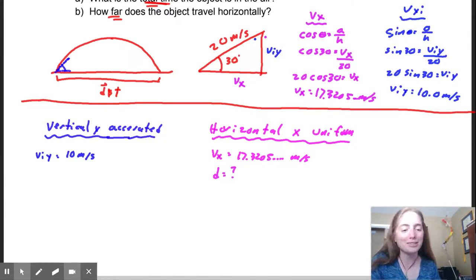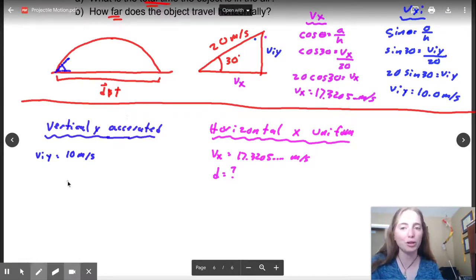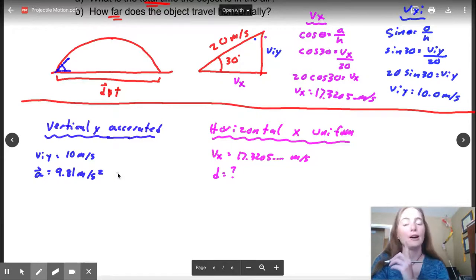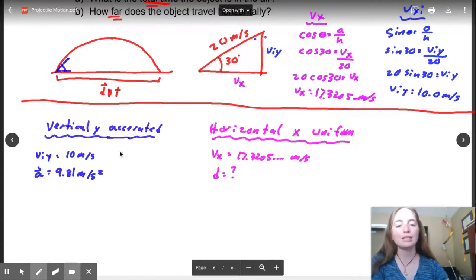Let's go back and look at this Y. Now, what is a value that we can absolutely put here that we know is going to be affecting this accelerated motion? Gravity. Okay, so our acceleration is 9.81 meters per second squared. Now, this is what is going to be important here. Notice this. We have, 1 second, I just gotta pause the video.